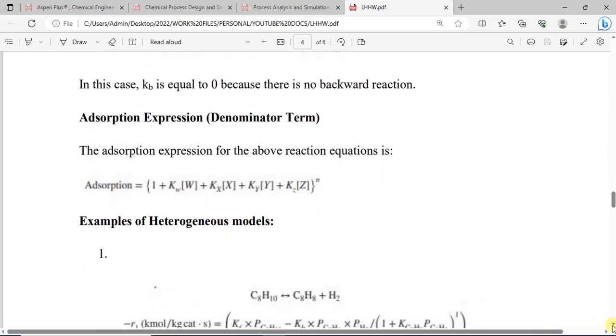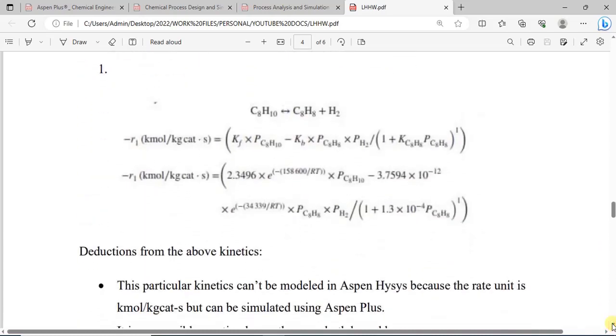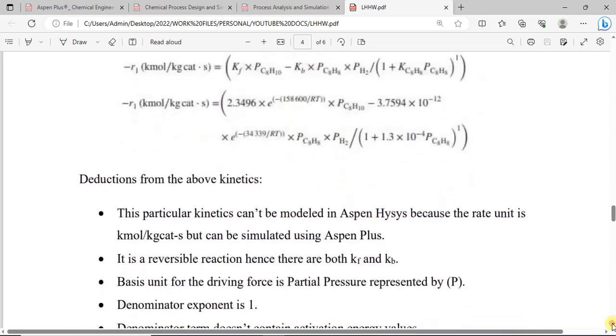You also have the adsorption term or the adsorption expression, which takes this format we have here, right? So this is what an adsorption term actually looks like. Basically these rate expressions are usually gotten from experimentation, so you can get them from books or research papers as well, right? So this is an example of a heterogeneous catalytic model.